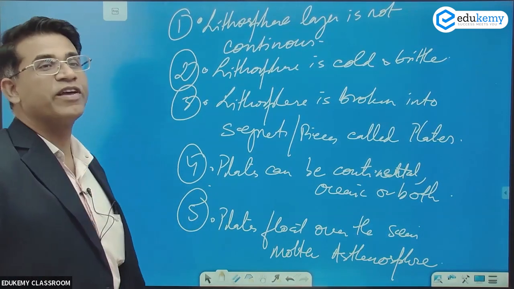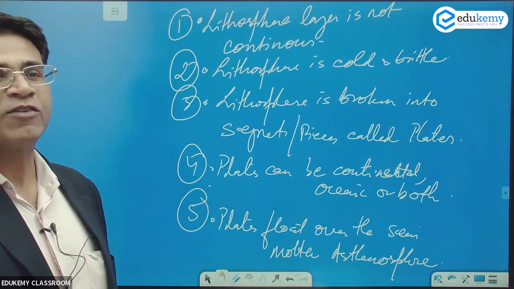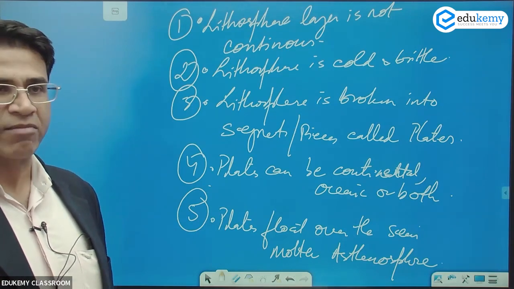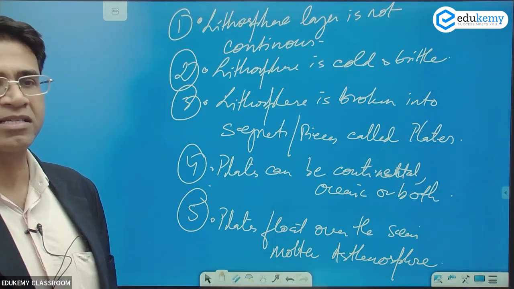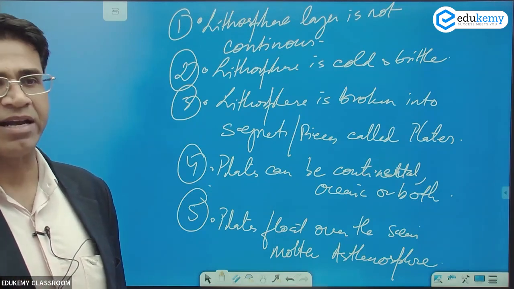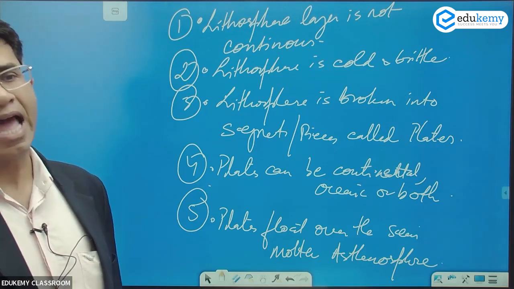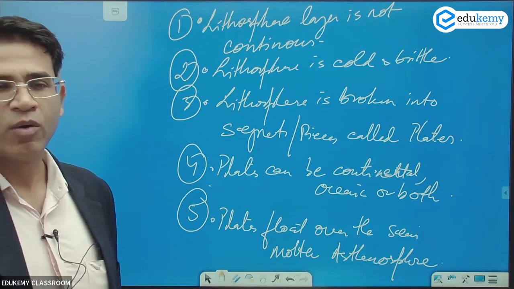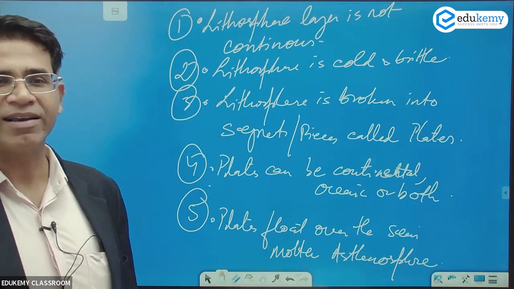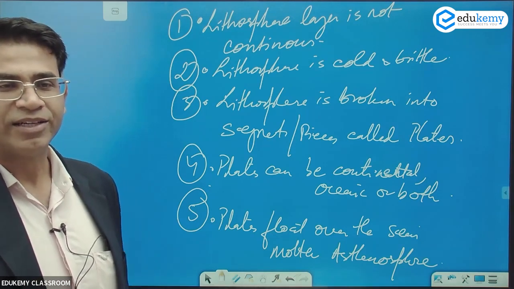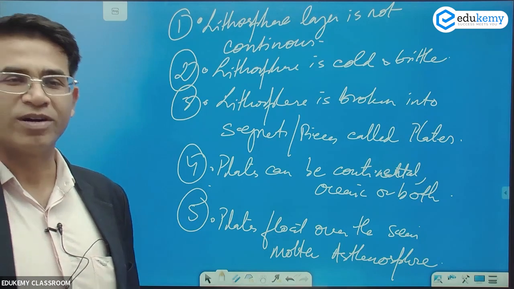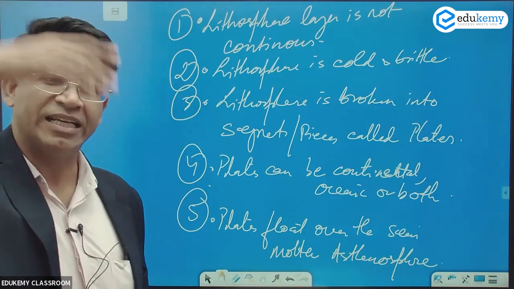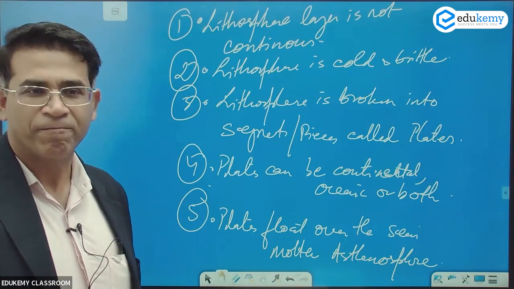Okay? The lithosphere layer is not continuous. Lithosphere is cold and brittle. Lithosphere is broken into segments or pieces called plates. The plates can be continental, oceanic, or both, and the plates float over the semi-molten asthenosphere. What does cold mean? It is a comparison. You go down, it becomes hotter, it becomes warmer. Temperature is more than 1,000, 5,000 degrees centigrade. That is why.